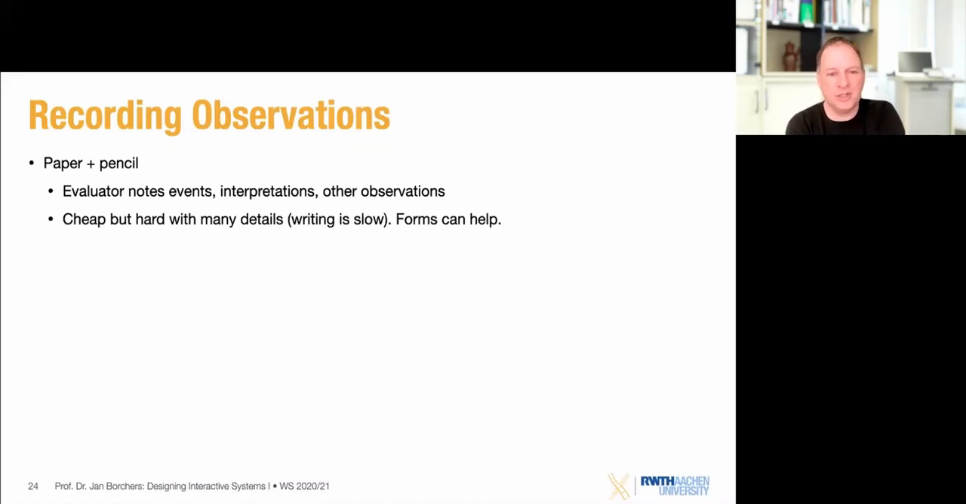So that's the baseline for observing. You never observe without something that you can take notes on, right? So you note events happening, like user program crashes, or user opens the wrong file or opens the right file. You interpret what you see in there, and you write down any other observations. User seems stressed, those kinds of things. You make notes of those kinds of things. It's very cheap, of course, but like I said, it's hard with lots of details, right?